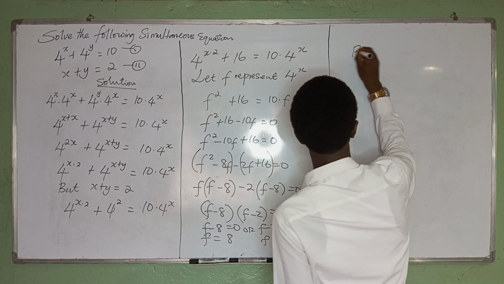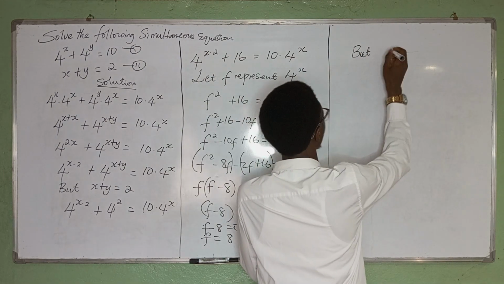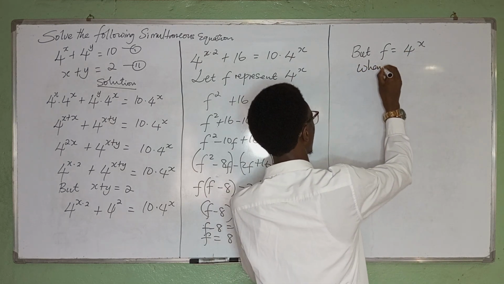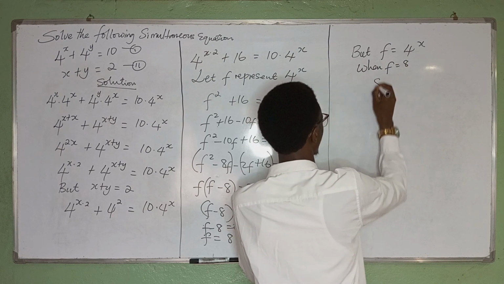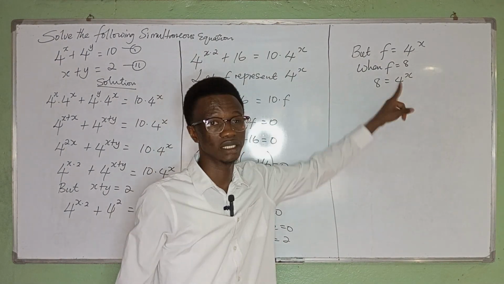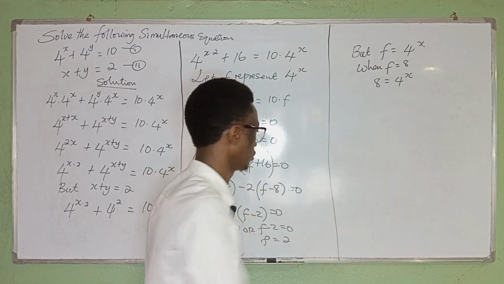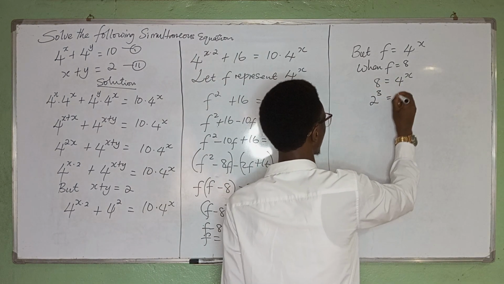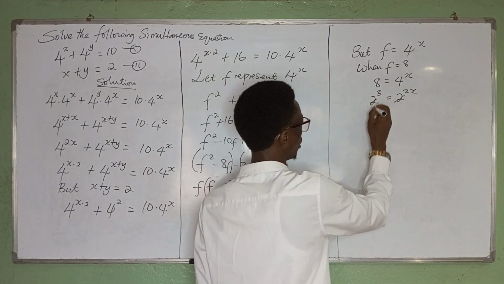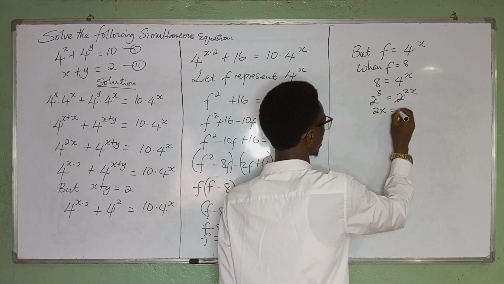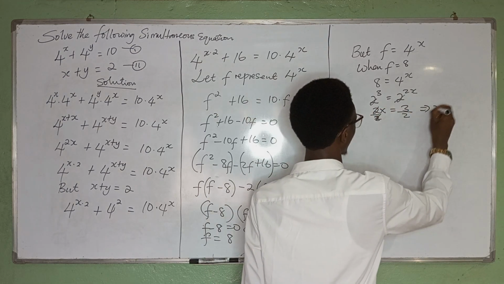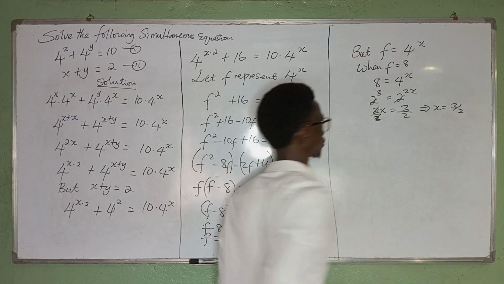But f equals 4 raised to the power x. So when f is 8, what happens? This becomes 8 equals 4 raised to the power x. From exponential functions, we have to express this so that their bases will be the same. So this becomes 2 raised to the power 3 equals 2 raised to the power 2x. Since the bases are the same, we are left with 2x equals 3. We divide both sides by 2, so we are going to have x equals 3 over 2.